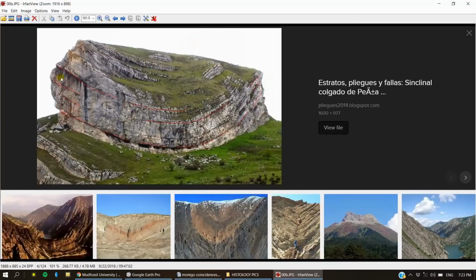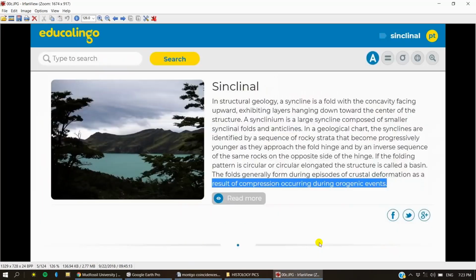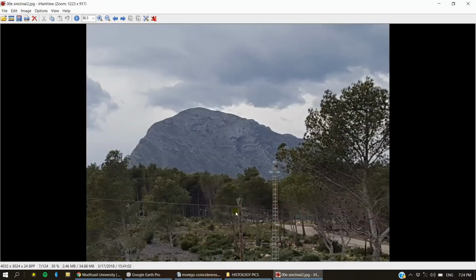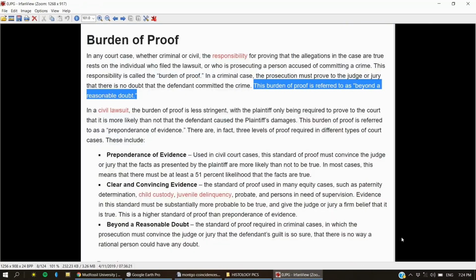These are some examples of what these synclinals look like. It's the result of compression that occurs during orogenic events. And I didn't know what that was, so I looked it up. And it's the process of mountain formation, especially by folding and faulting of the Earth's crust. So essentially what we're looking at here is Montgo's erogenous zone. Sorry, I couldn't resist.